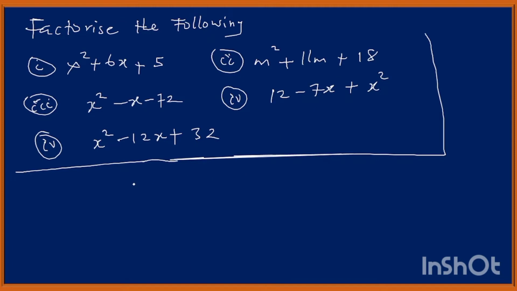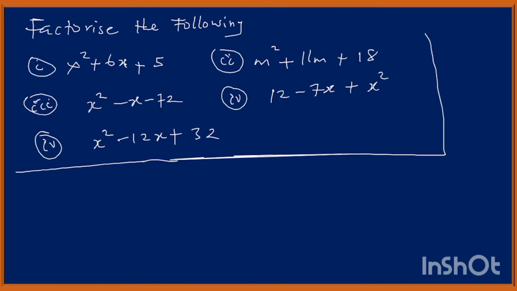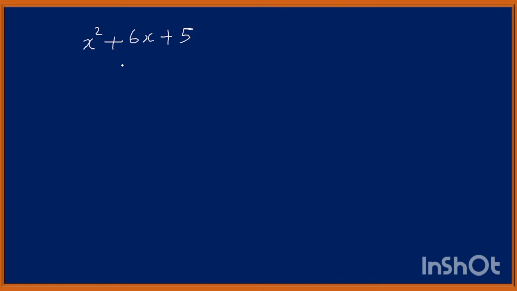So let's start with the first one. The first one is x squared plus 6x plus 5. So let's factorize. Solution. Now, before I go ahead to factorize this question, I'm going to show us one thing we are going to do.